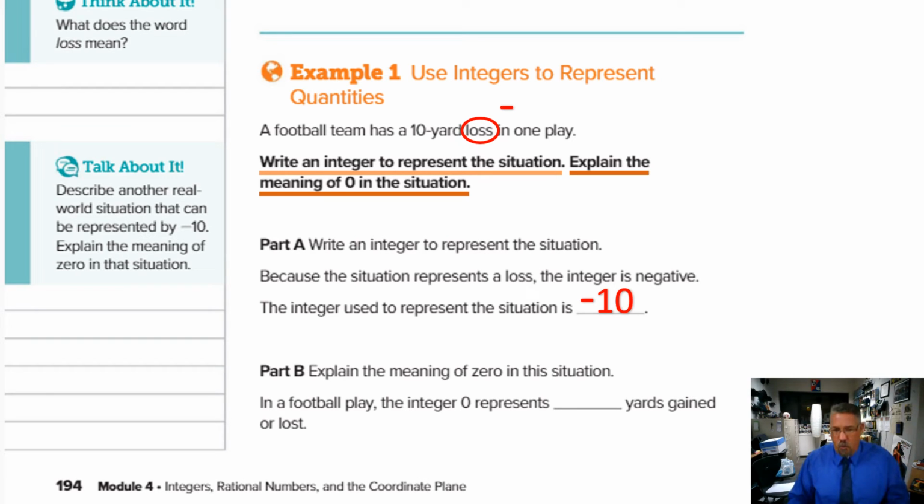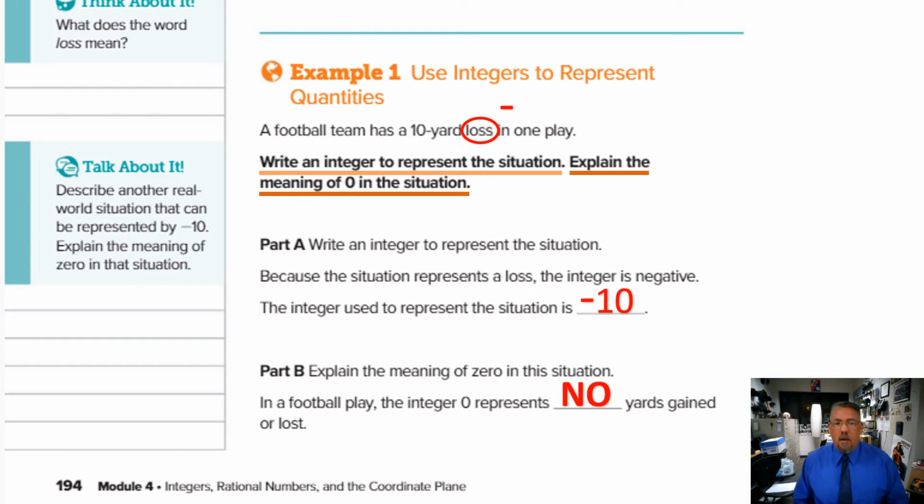Now, what would 0 represent? Don't make this complicated. 0 represents the fact that something happened and maybe they were tackled at the line of scrimmage. The center fumbled the ball and recovered it, but the ball didn't move. That's what the 0 represents. So in a football play, the integer 0 represents no yards gained or lost. That's all it means by what would 0 represent.